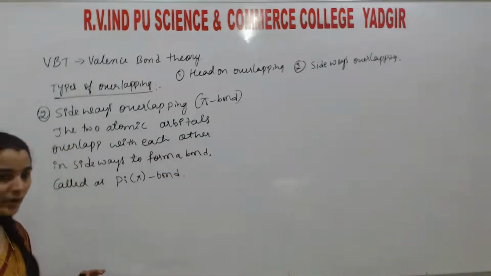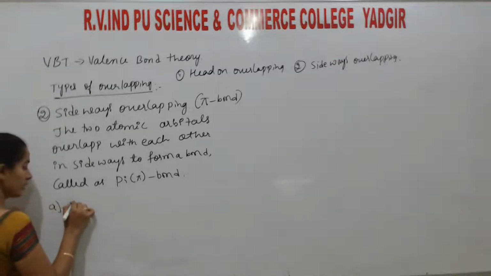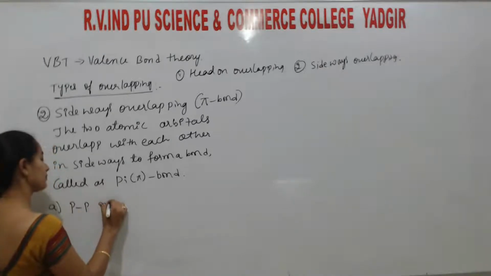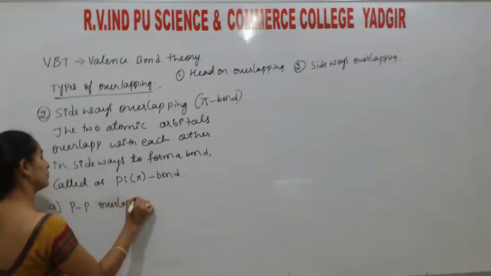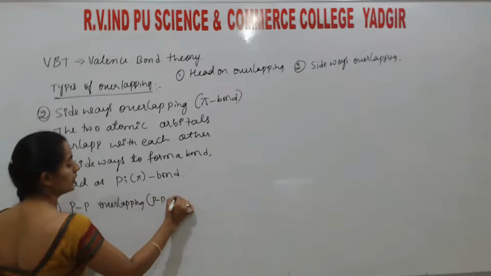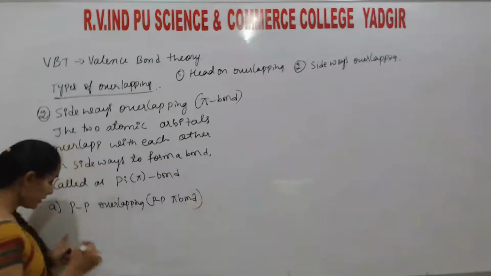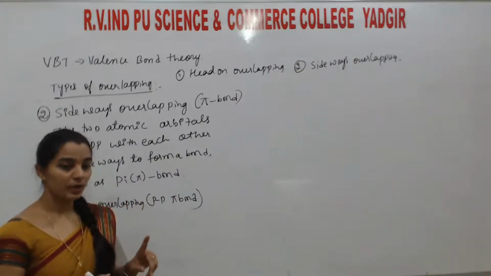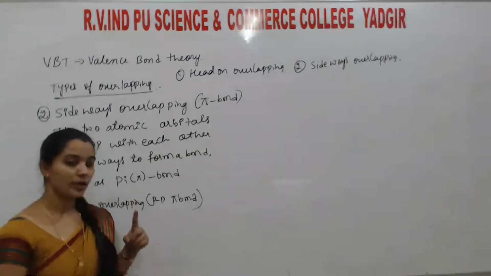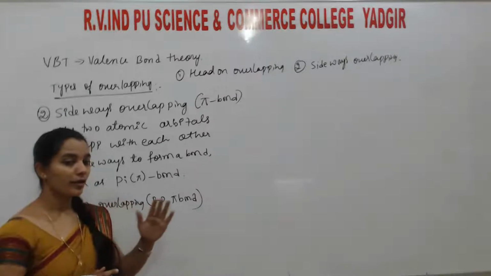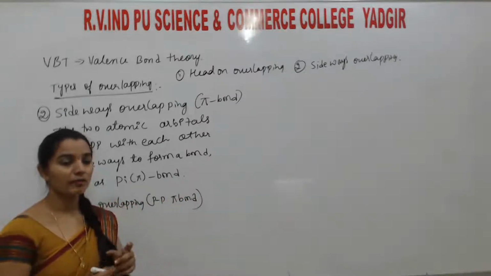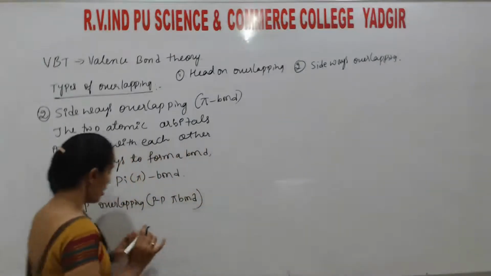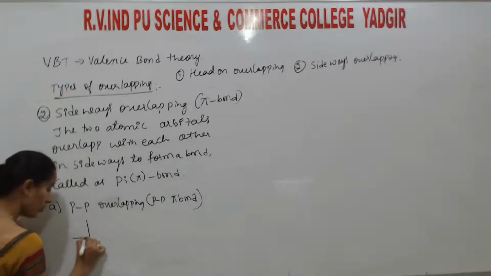Okay, so students, in this pi bond, only one type is there, that is PP pi bond. That is PP overlapping. Means in the sigma bond, three types are there: SS, SP, PP. In pi bond only one type is there, that is PP. Means S orbital cannot form pi bond, only P orbital can form pi bond. Okay, so the next one here, listen.